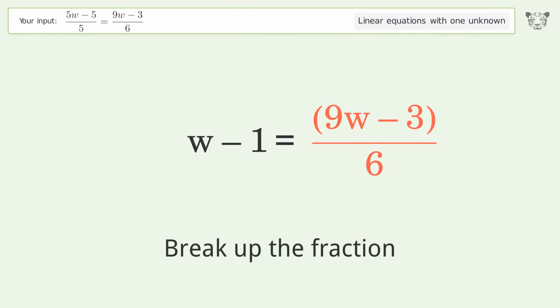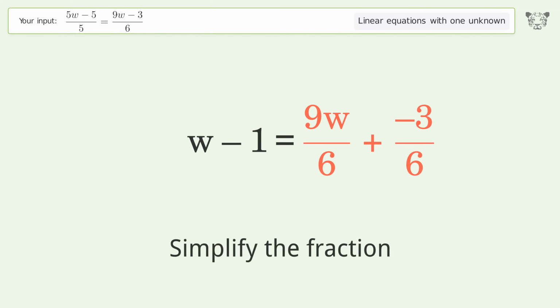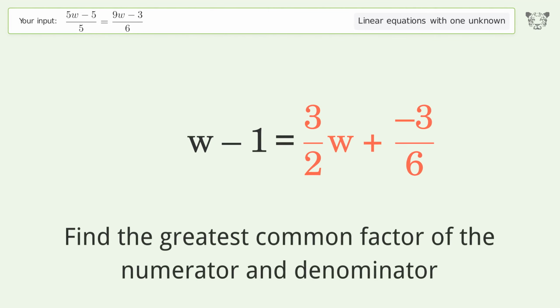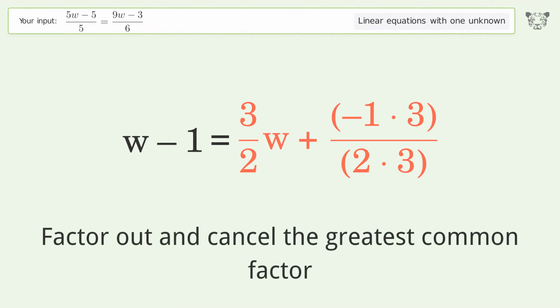Break up the fraction. Simplify the fraction. Find the greatest common factor of the numerator and denominator. Factor out and cancel the greatest common factor.